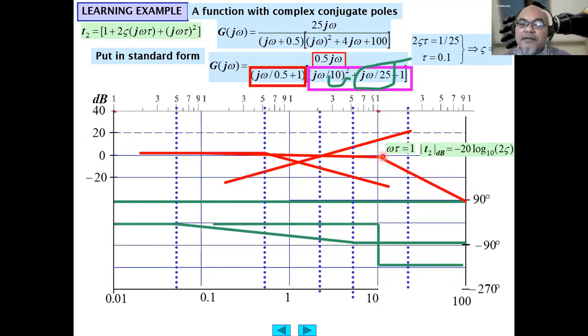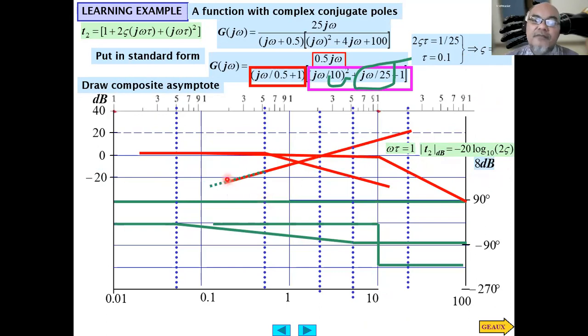Then at this part, the magnitude will be minus 20 log 2 zeta. 2 times 0.2 equals 0.4, log 0.4, so close to 8 decibel. So the magnitude is 8 decibel at this break frequency, omega tau equals 1, or omega equals 10 radian per second.